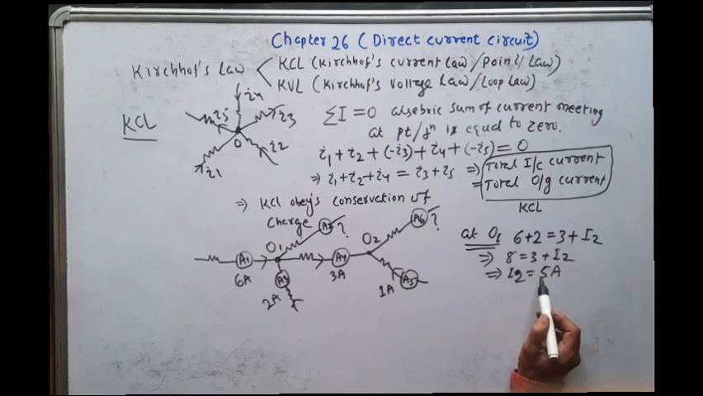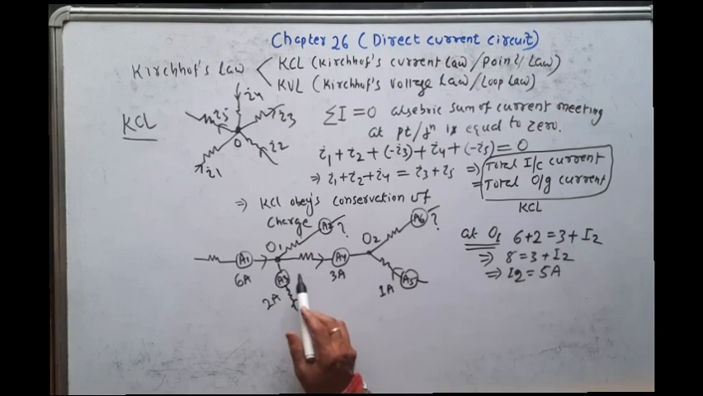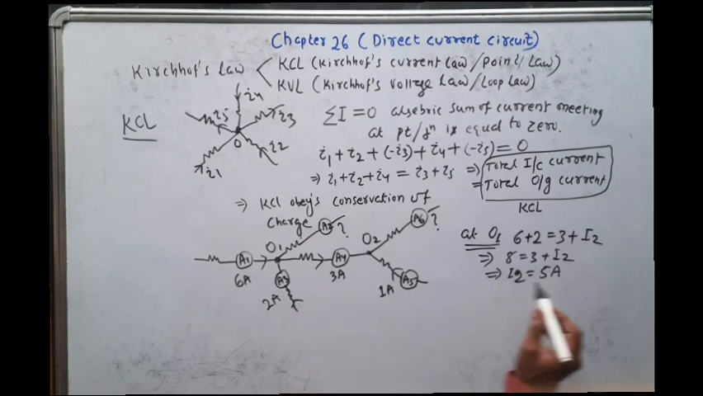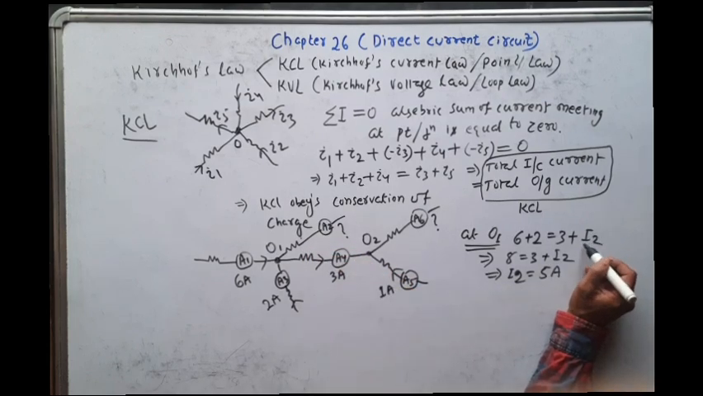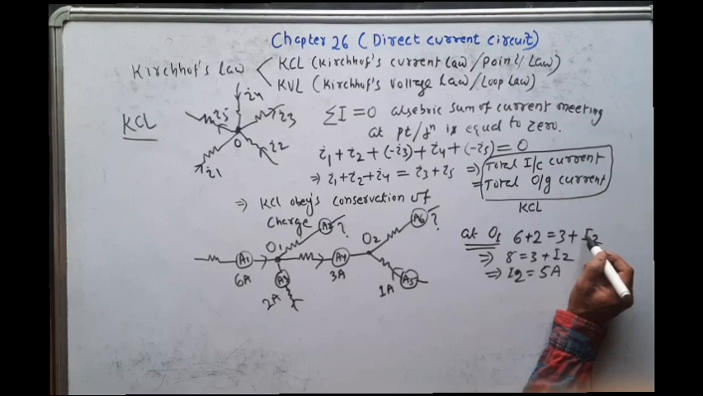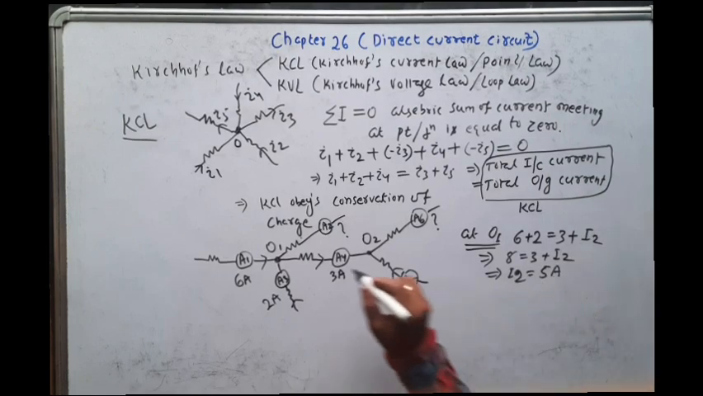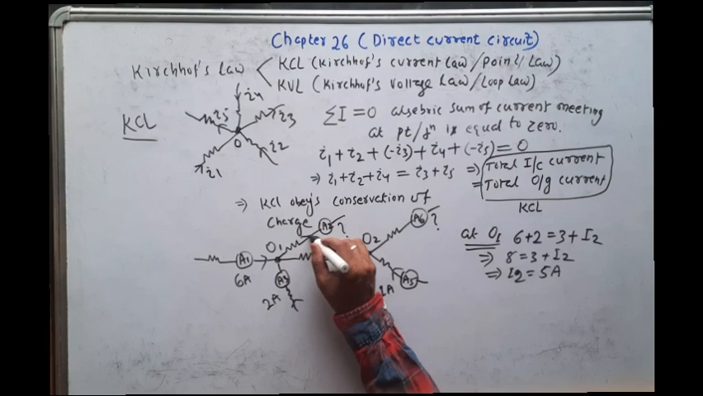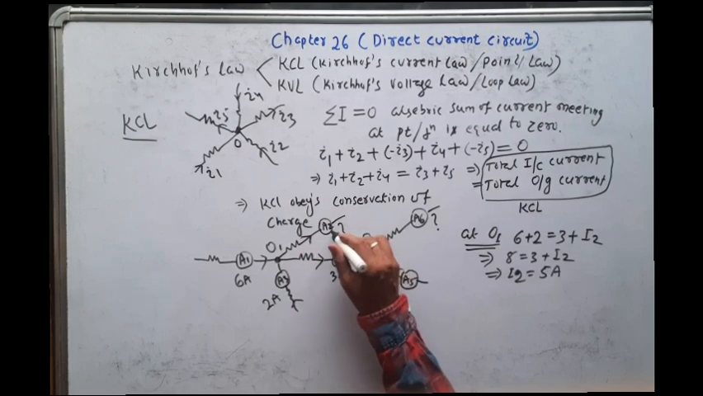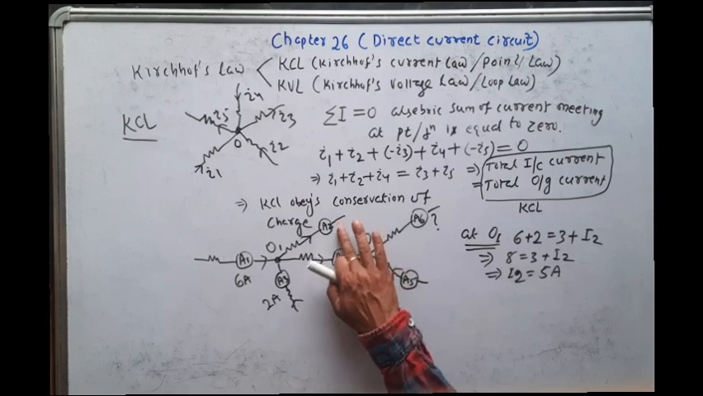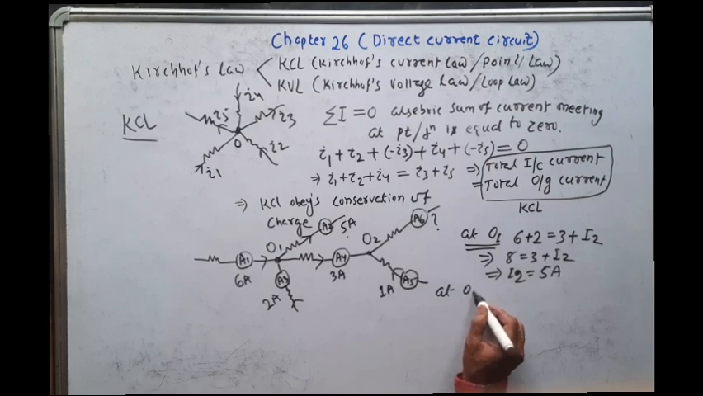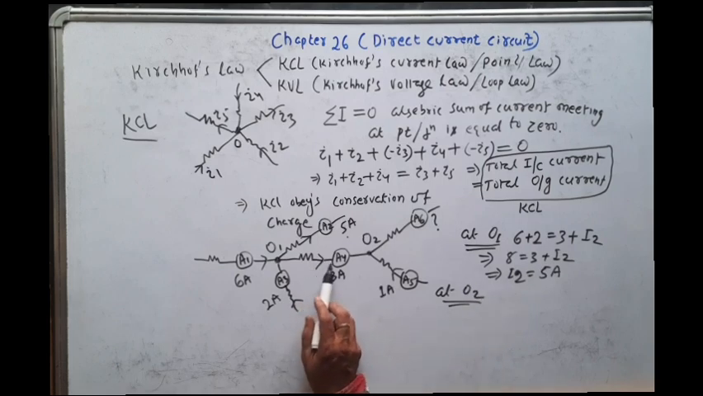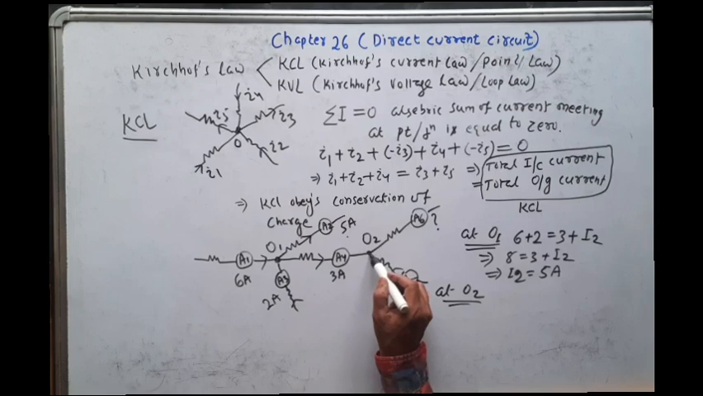It is coming 6 plus 2, 8, and here it is leaving 3. So you see it is coming 5 ampere. That means this 5 ampere, we have taken this I2 according to leaving current. So I2 is coming 5 ampere. That means the current through this ammeter will be 5 ampere. So this is the answer. So this ammeter will read 5 ampere.